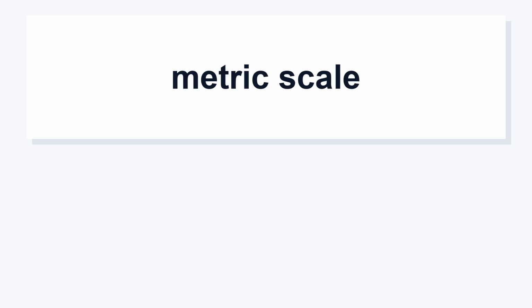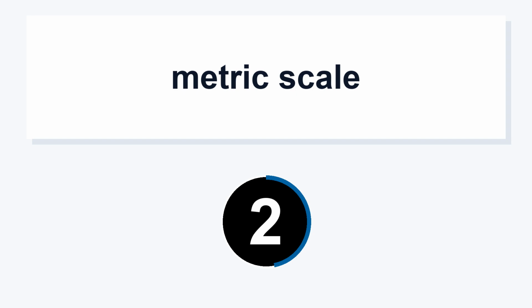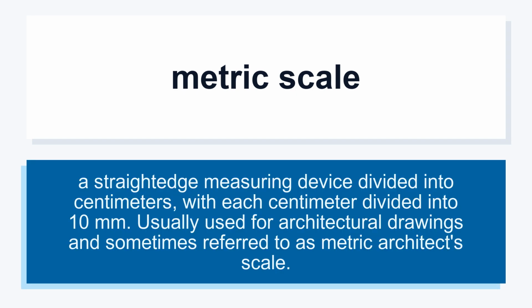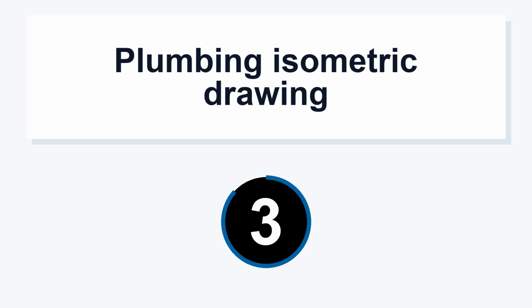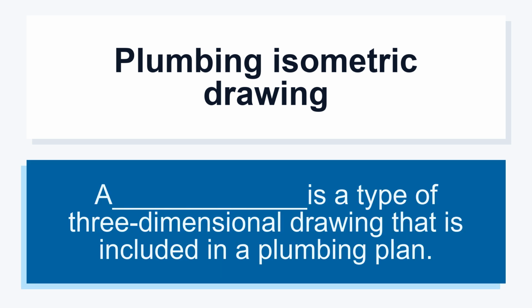Metric scale. A straight-edge measuring device divided into centimeters, with each centimeter divided into 10 millimeters, usually used for architectural drawings and sometimes referred to as metric architect scale. Plumbing isometric drawing. A plumbing isometric drawing is a type of three-dimensional drawing that is included in a plumbing plan.